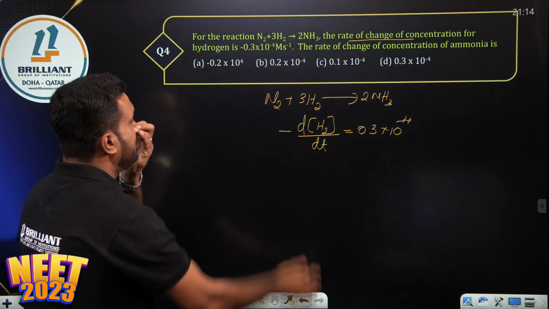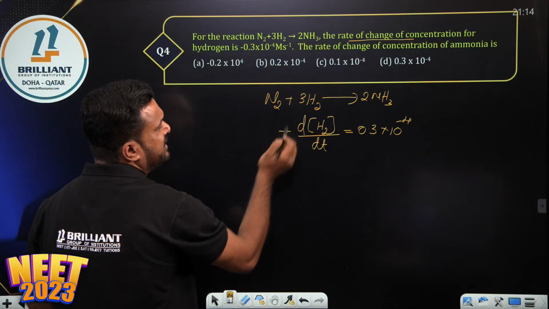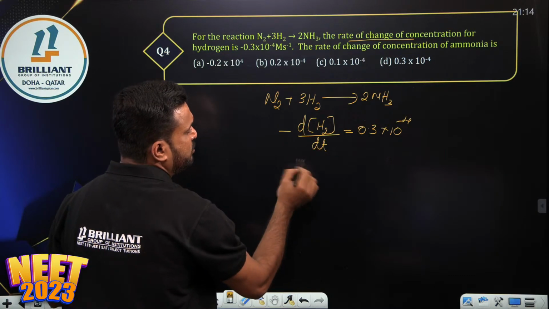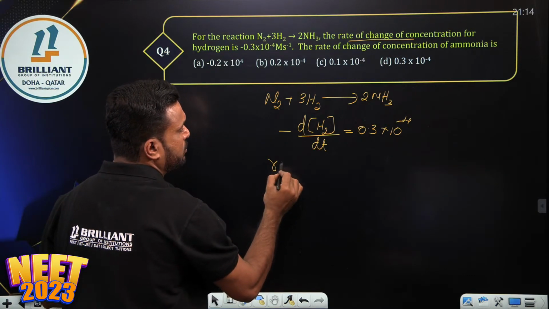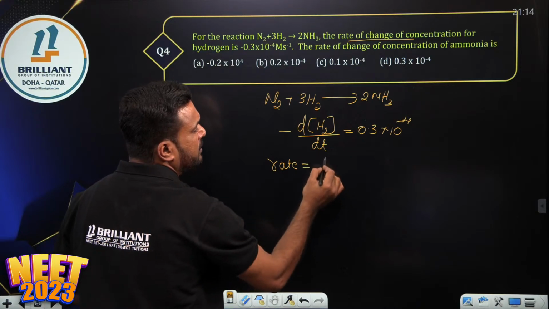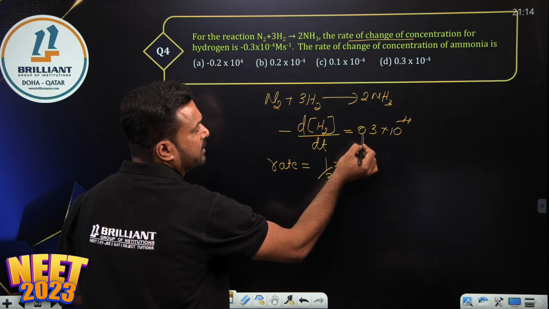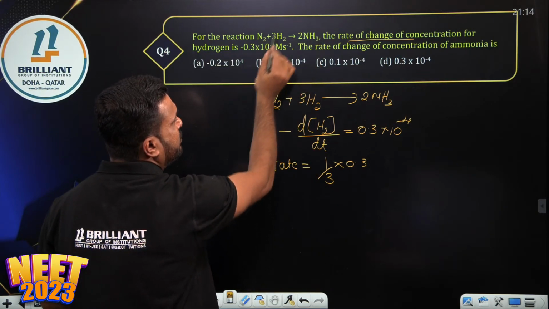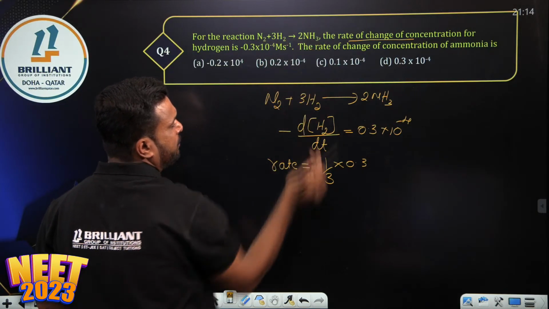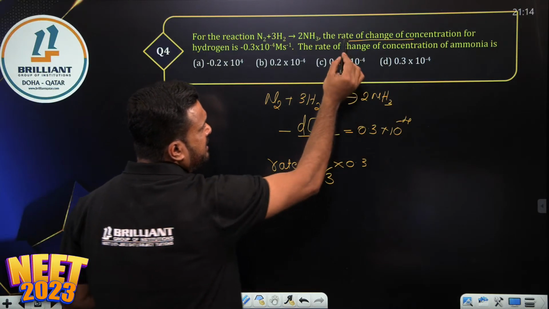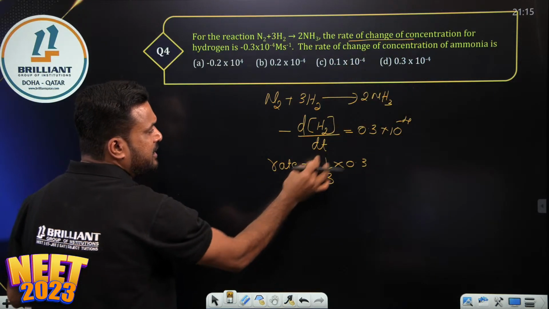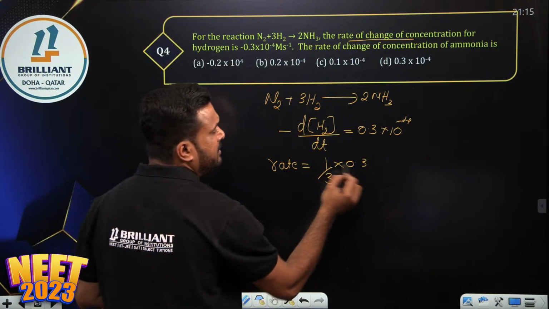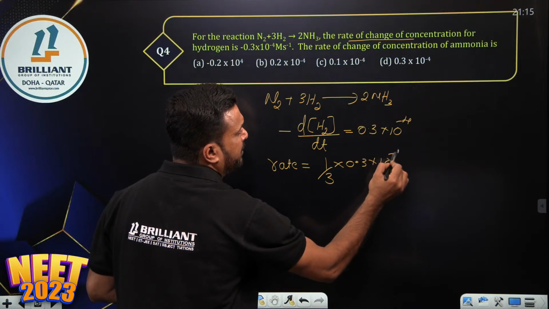Then you know that rate is equal to 1 by 3 of this one. So rate is equal to 1 by 3 into this one, which is 0.3. How did that 1 by 3 come? Because when you write the expression, rate equal to minus 1 by 3 d of H2 divided by dt, d of H2 divided by dt is the rate of change of concentration. So I can write 1 by 3 into 0.3 into 10 power minus 4.